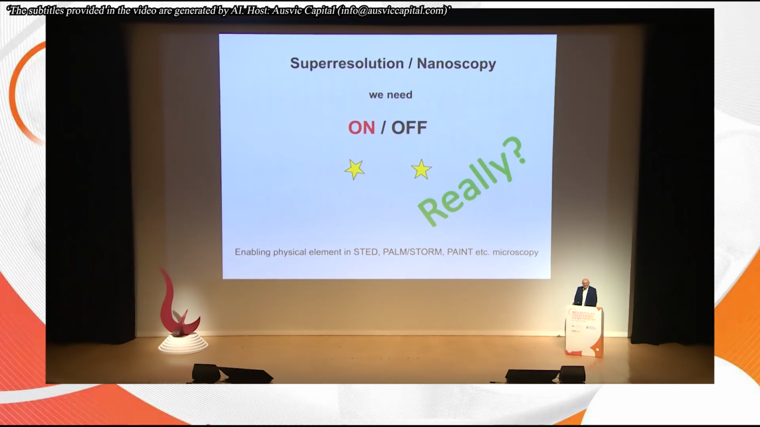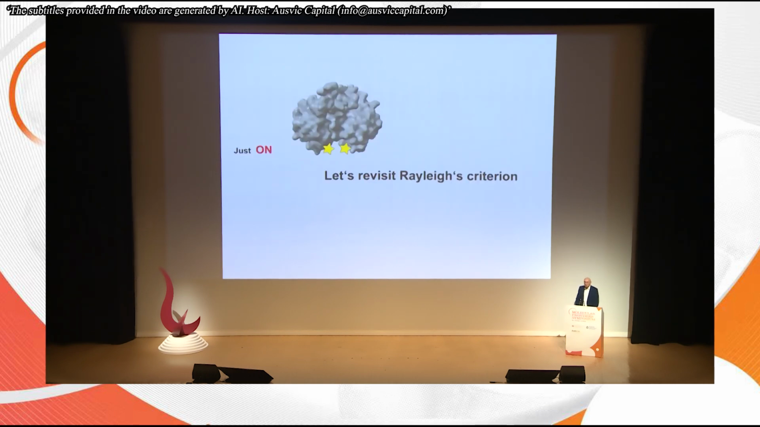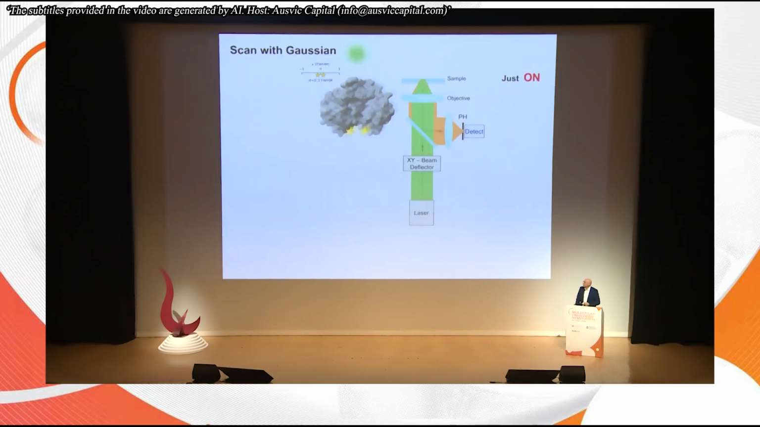So the question is now, is this really needed? Is this really absolutely a must in order to overcome the diffraction barrier? So let's do the experiment again. Let's revisit the so-called Rayleigh criterion. Let's keep both molecules on. So there's no switchable compound, no activatable compound. You take the best fluorophore that you want, and it's just a fluorophore, okay? You put it over here.